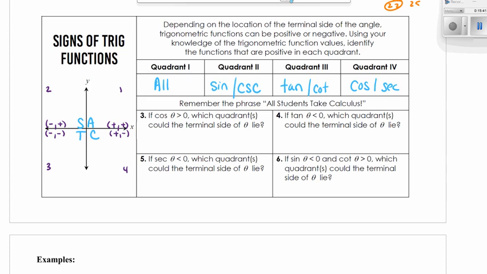If cosine theta is greater than 0, in which quadrants could the terminal side of theta lie? When cosine is greater than 0, that means that our x value is positive. So where is our x value positive? It's positive in quadrant 1 and quadrant 4. If tangent is less than 0, in which quadrant could the terminal side of theta lie? Tangent, remember, is your sine over cosine.